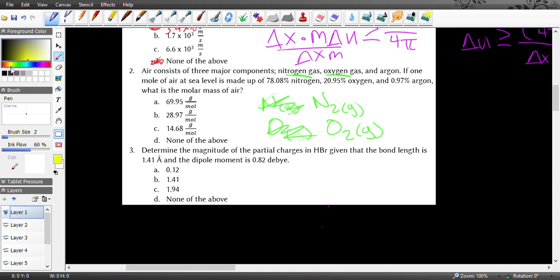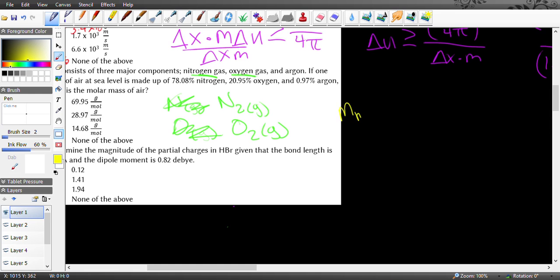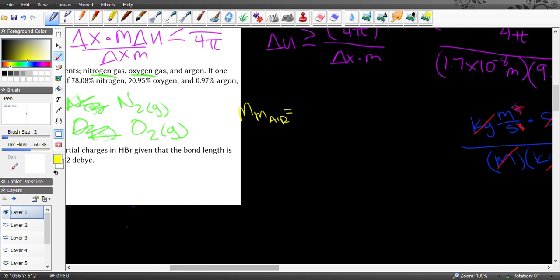So now to set this up, you are going to do the molar mass of air equals, I'm going to do this down here. Molar mass of air equals the percentage of nitrogen times the molar mass of nitrogen, plus the percentage of oxygen times the molar mass of oxygen, plus the percentage of argon times the molar mass of argon. You're just adding all of these together. So 0.7808 times, I'm going to use rounded numbers.